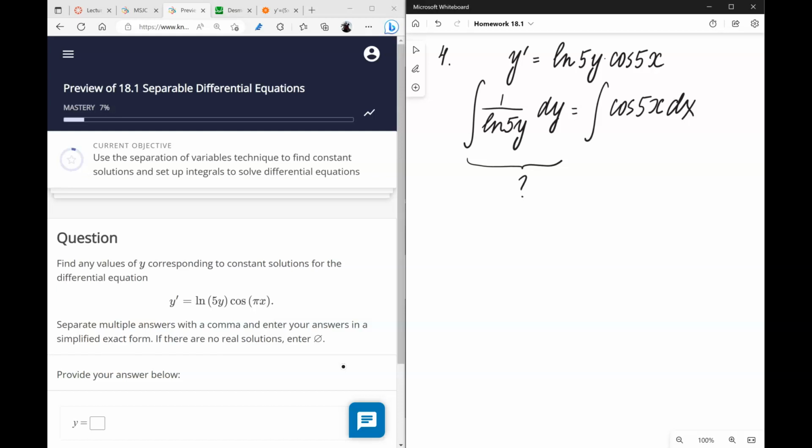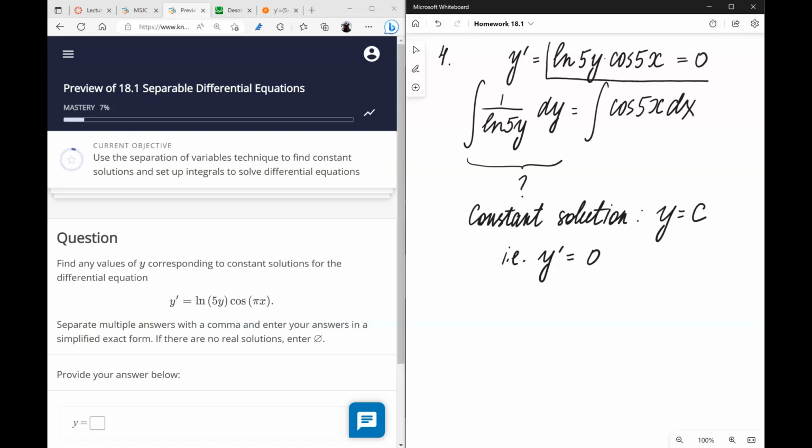Now, to have a constant solution, what does that mean? Constant solution means y is equal to some constant. But if y is equal to some constant, what's the derivative of y then equal to? Well, the derivative of a constant is 0. So what this problem is actually asking us to do is set this whole thing equal to 0 and find the y values that make this a true statement.